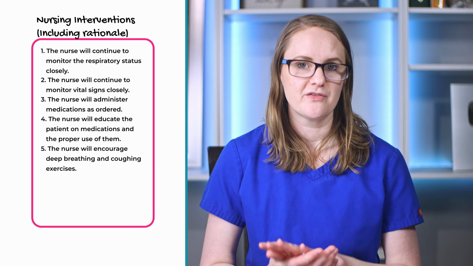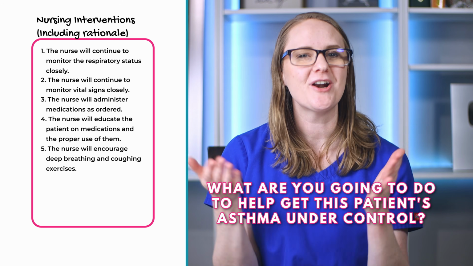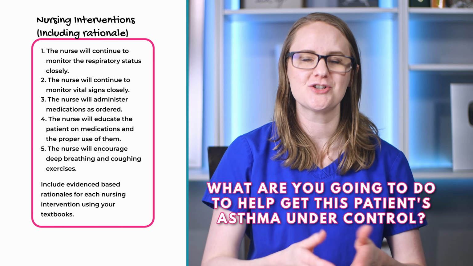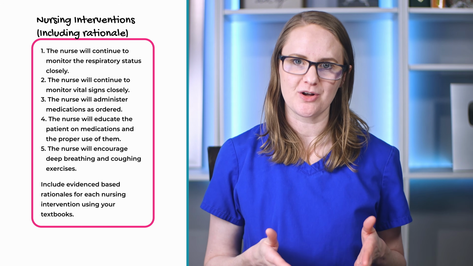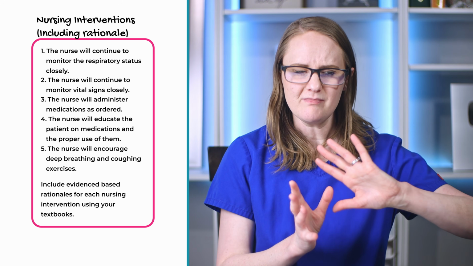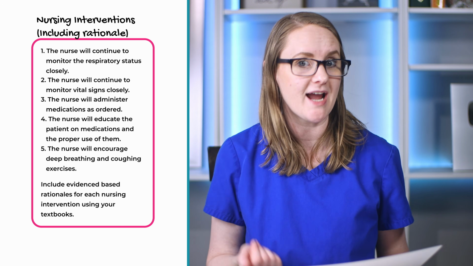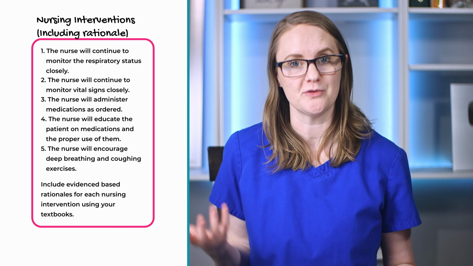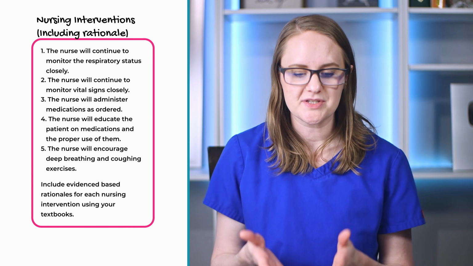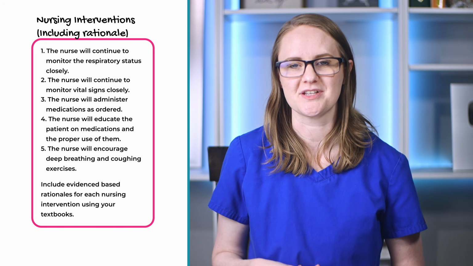So these nursing interventions are written as the nurse will. So that's you. So what are you going to do to help get this patient's asthma more under control, help them to meet those patient goals that we wrote out, and then ultimately to help improve that nursing diagnosis. So if our nursing diagnosis here, like we wrote, is impaired gas exchange, we want to help improve their gas exchange, get more oxygen into the body. So those interventions need to correspond back to that nursing diagnosis.